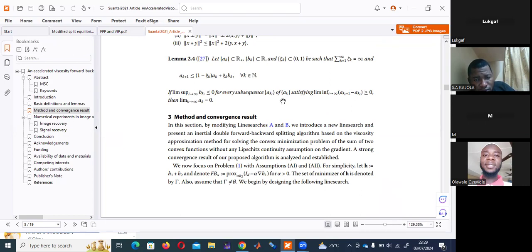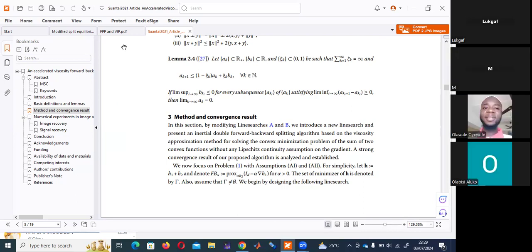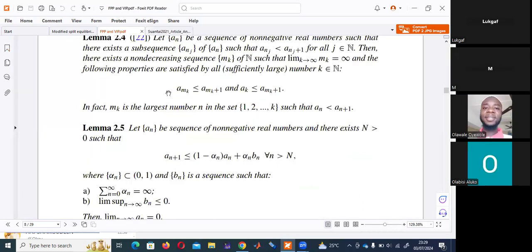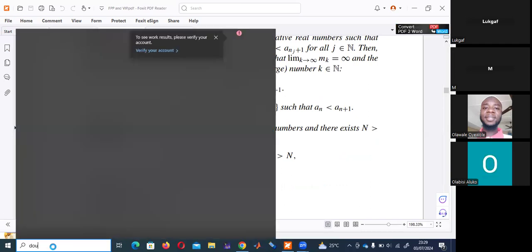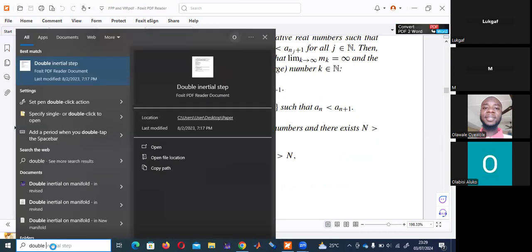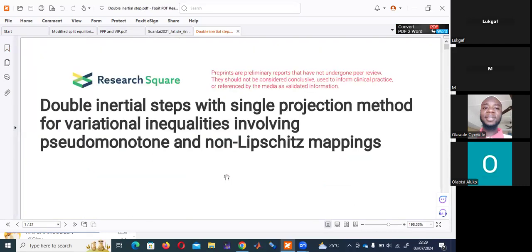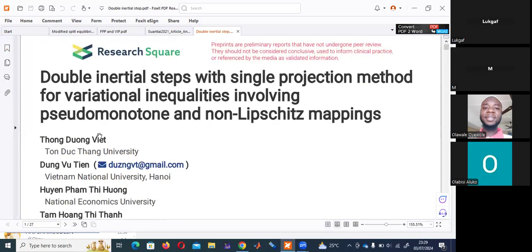So it's clear. What you're going to do now is that I'll share this paper with you. I will find the paper on double inertia and send it to you so that you understand what double inertia is all about. Now look at the double inertia paper. Can you see? Monotone and non-expansive mapping.